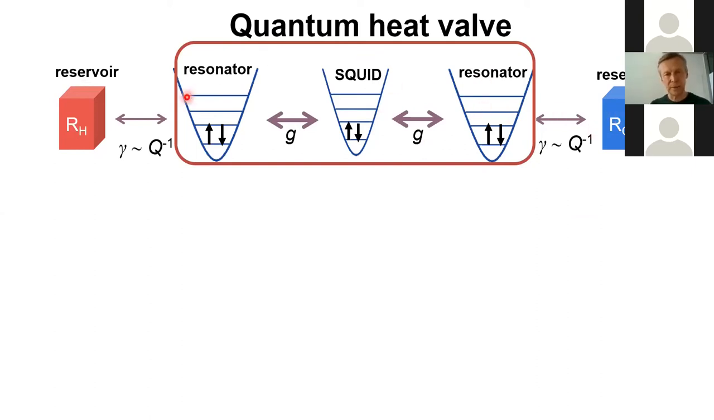So when these internal couplings are stronger than the coupling to the heat baths, then this central part forms a kind of hybrid which has a multi-level structure, and then we have just bare reservoirs or resistors which interact with this multi-level system here. And this happens, of course, when we make the quality factors larger.